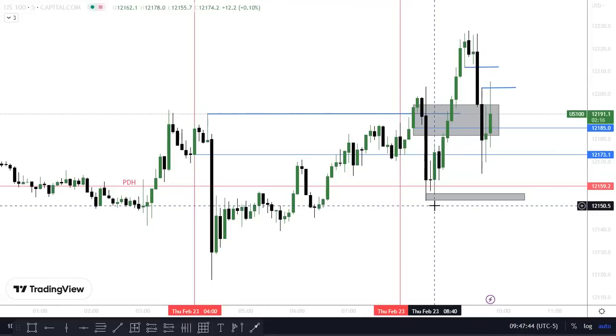Does order flow change with CSD? No. Market structure shift will change the order flow. CSD just changes the delivery. So the order flow can be bearish, and right now we're trading higher. The state of delivery is on the buy side. That's all.